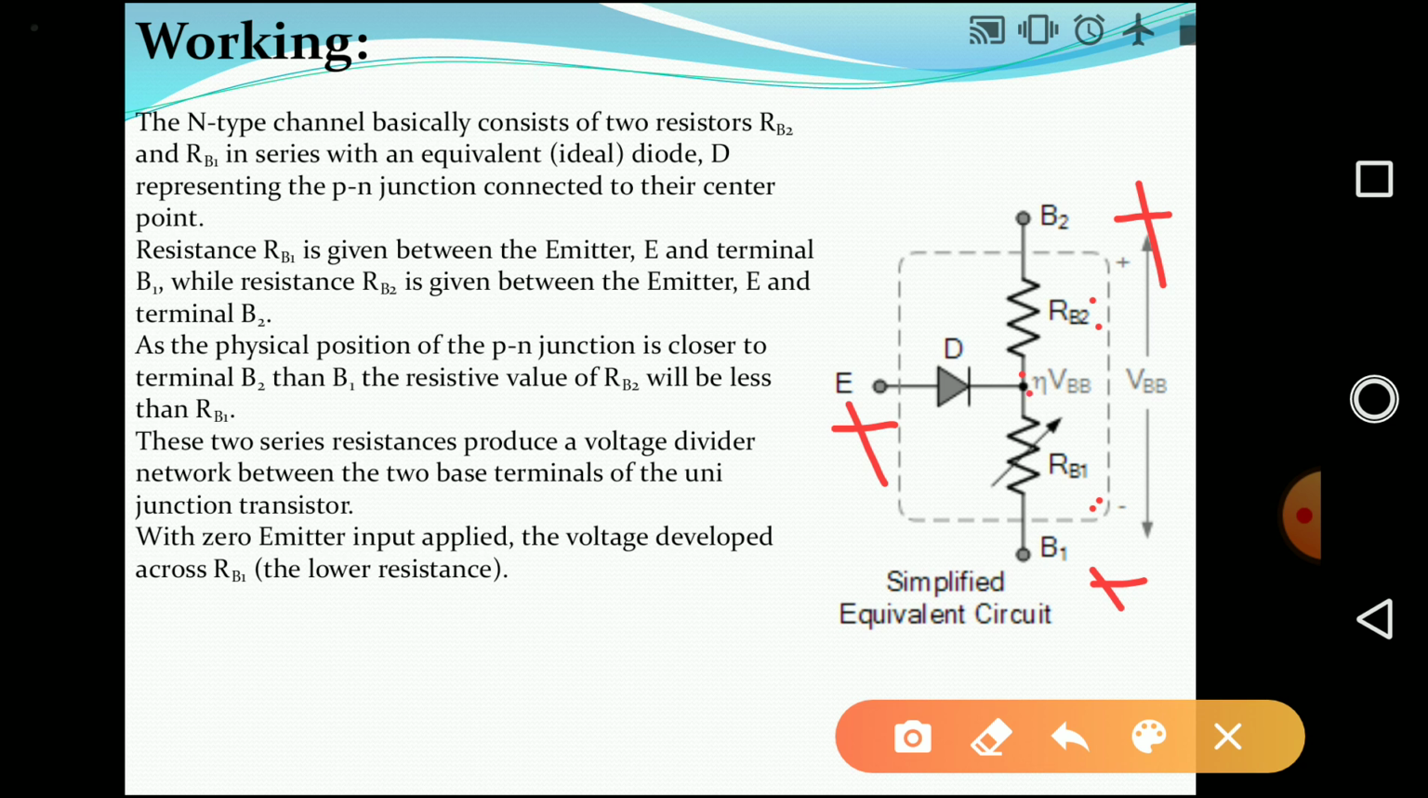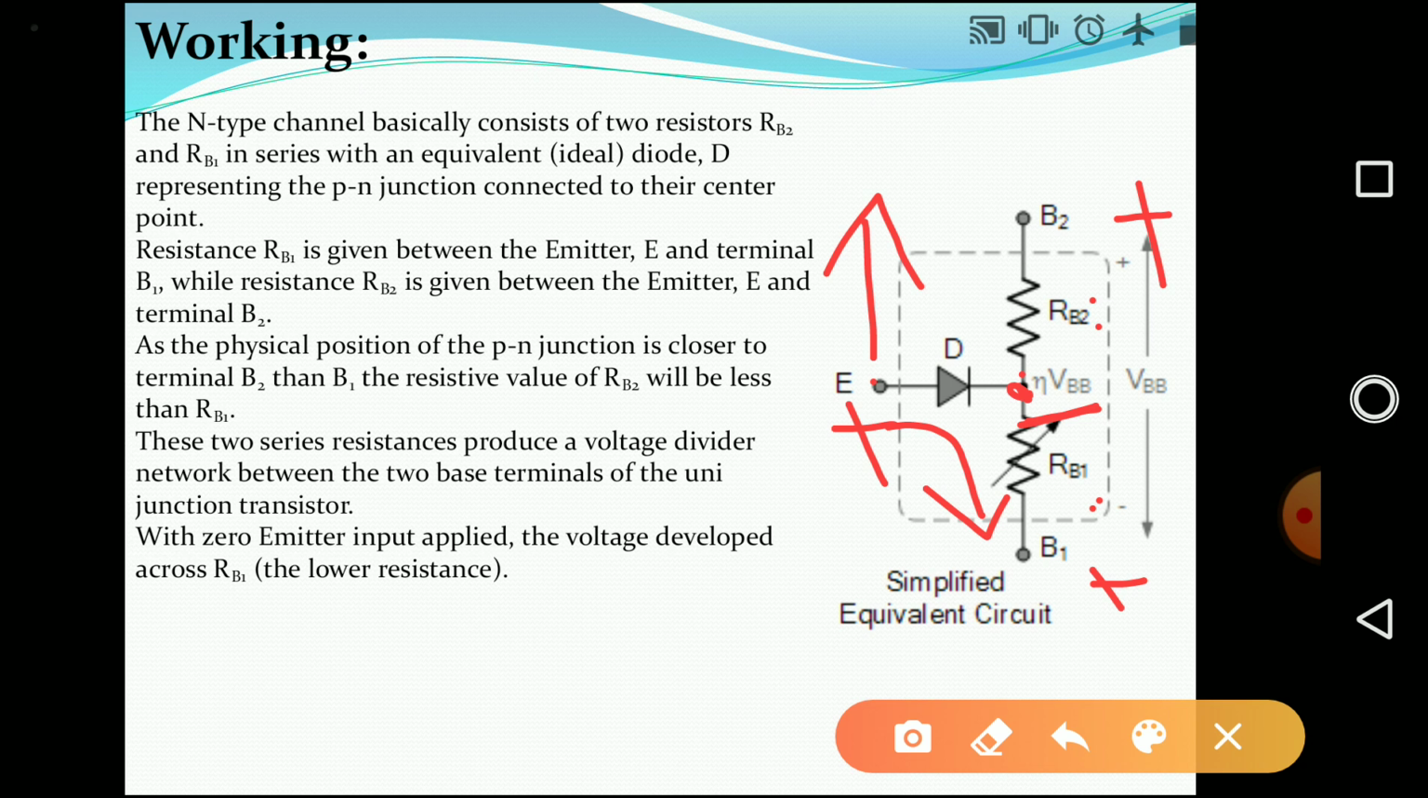So these two voltages make the diode reverse biased. When we apply the emitter voltage and increase it until it reaches this point, only then does the diode become forward biased. And once the diode turns on, the current will flow from emitter to B1, that is from positive to negative, through the N channel, which is provided for the flow of current here.